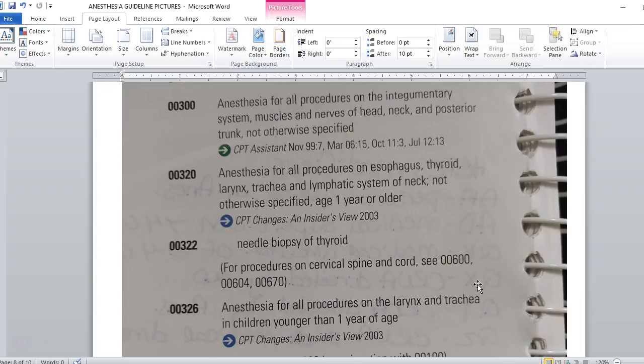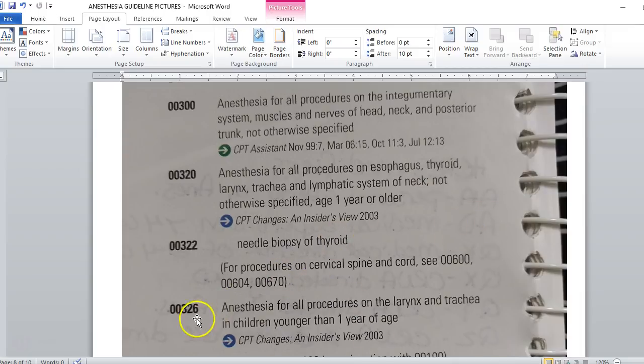So again, we need to be careful, like 00320. Anesthesia for all procedures on esophagus, thyroid, larynx, trachea, and lymphatic system of neck, not otherwise specified, age 1 year or older. So this one has an age definition. Its indented code would read anesthesia for all procedures on esophagus, thyroid, larynx, trachea, and lymphatic system of neck, needle biopsy of thyroid. Remember, we stop reading right where we get to the semicolon, and then we go down to the indented code.